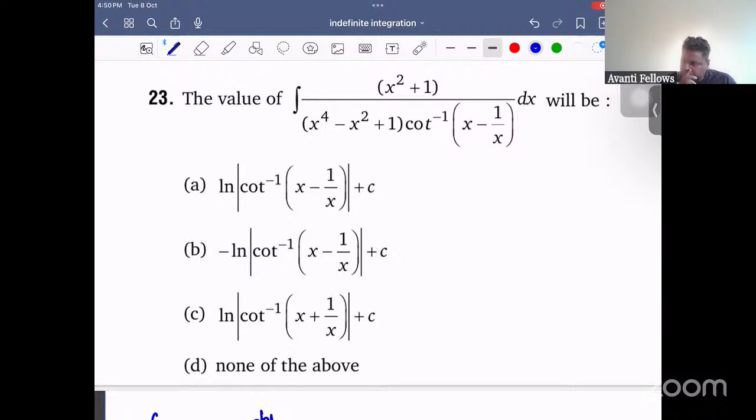Well, now I think you must have tried it. If you have done it, mark your answer in the poll section. There you go. Somebody marked. Others also please participate.